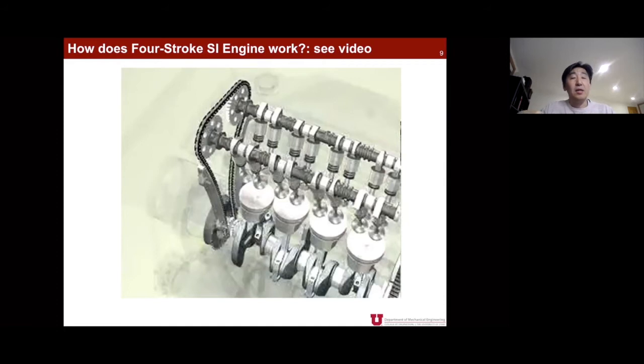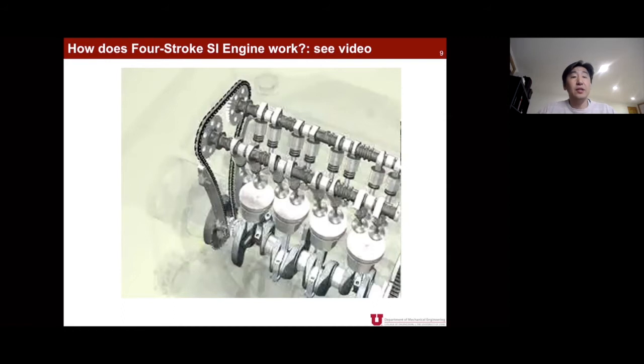I'm going to briefly discuss the two-stroke spark ignition engine in a few minutes, but I'm going to focus more on the four-stroke SI engine. Then please pause this lecture video and enjoy another video clip that I have uploaded to Canvas.